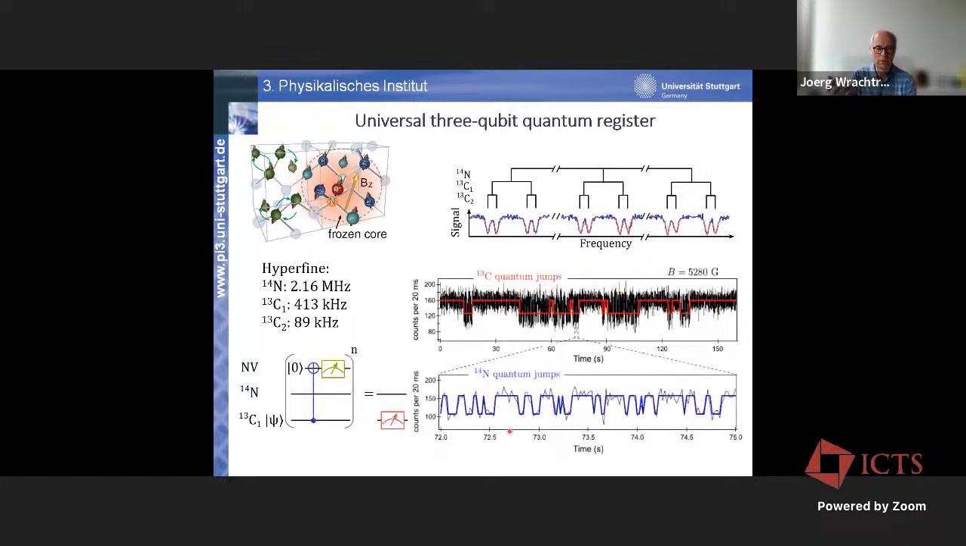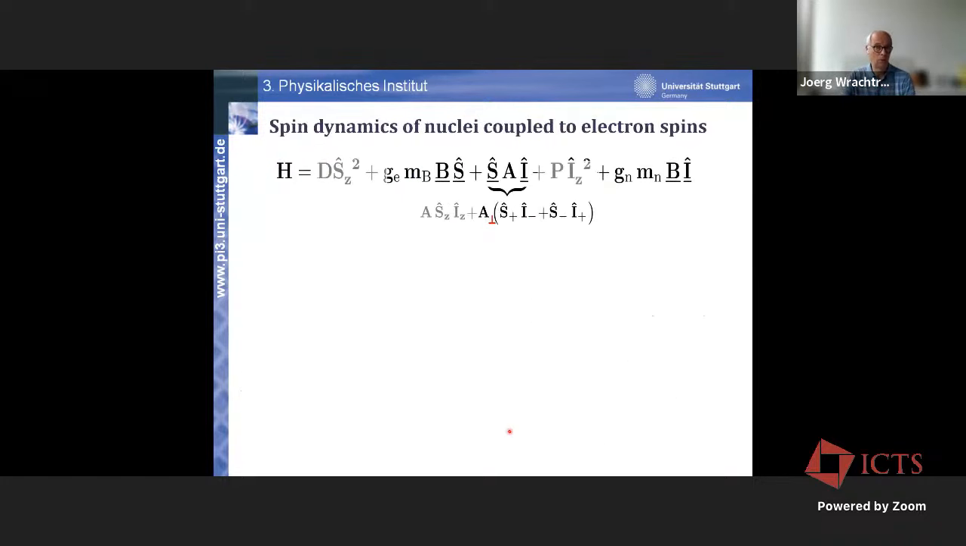Now, this is just a different time trace. So why is it then that you can follow the quantum trajectory of these nuclear spins? Well, that's very easy to see.